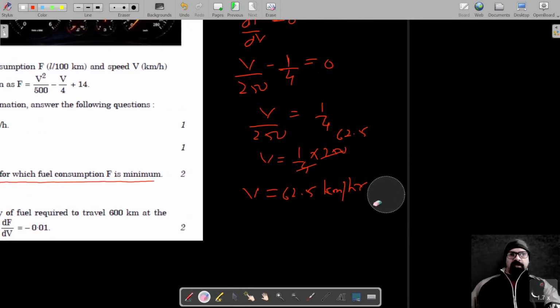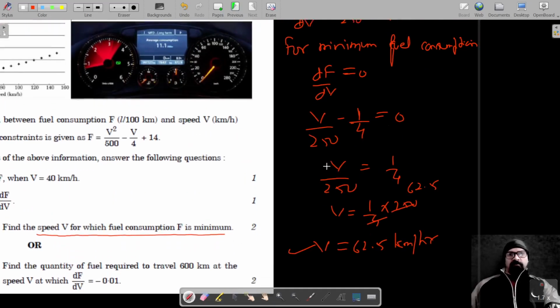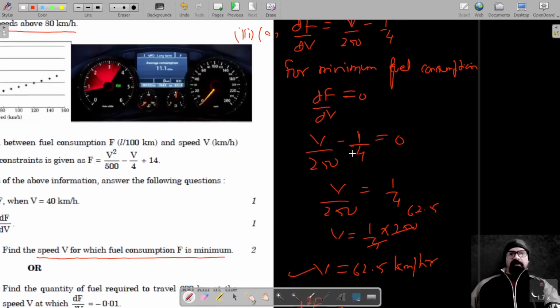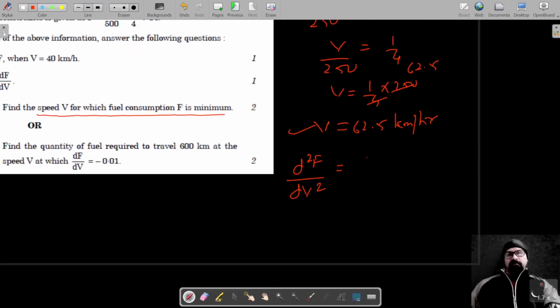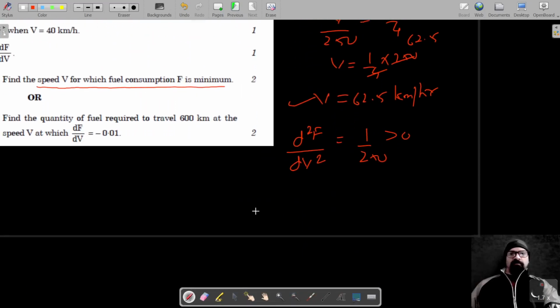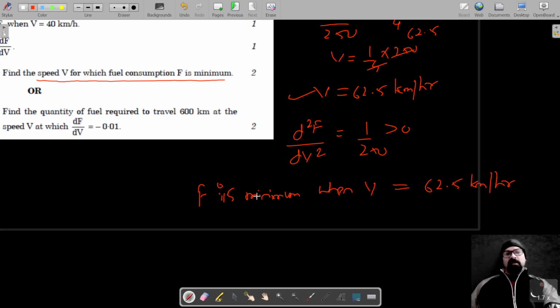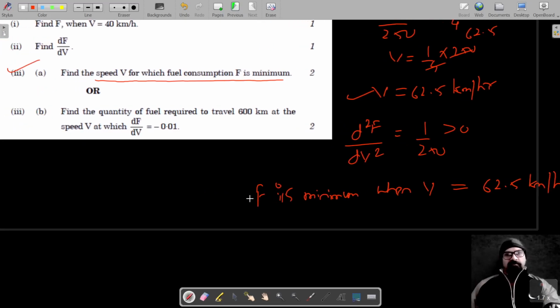And we have to check whether at this speed fuel consumption is minimum or not. So let's find out the second order derivative. The second order derivative would be 1 by 250, which is greater than 0. So that means f is minimum when speed is 62.5 kilometer per hour. And let's move on to the next one.